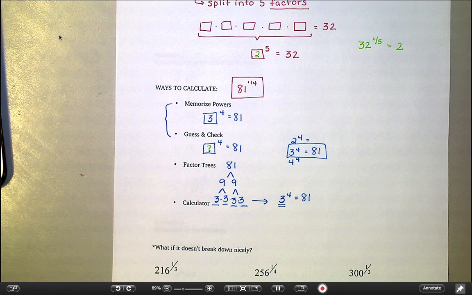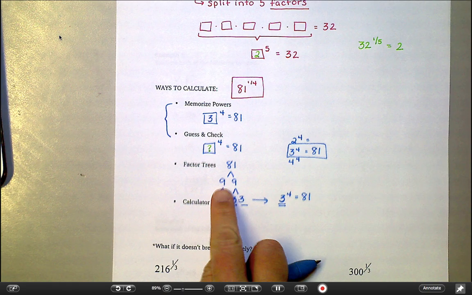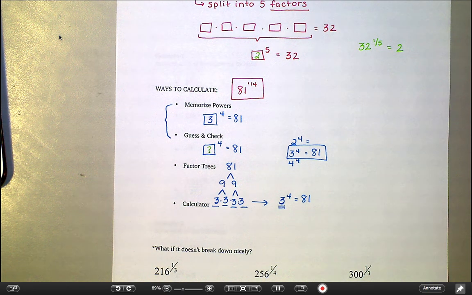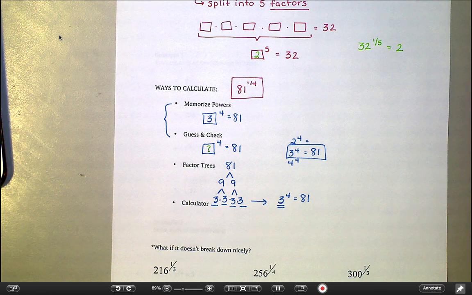So the factor tree is what you can do if you're not sure what multiplies to make that number. Start by coming up with anything that multiplies to make that number, and then just keep breaking it down. We're going to do some more examples like that in just a second.